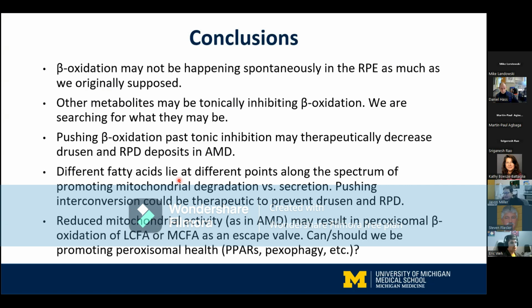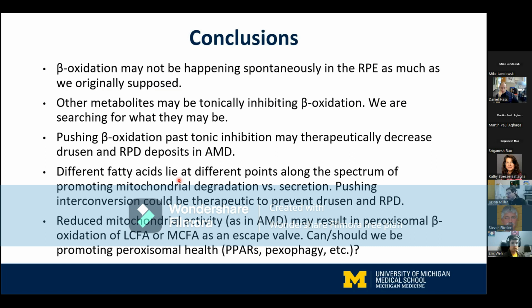And then lastly, reduced mitochondrial activity, as in AMD, may result in a shunting of fatty acids that would have normally gone to the mitochondria into peroxisomal beta oxidation, the long chain and medium chain fatty acids, as an escape valve. And if mitochondria are dysfunctional in the RPE, this is definitely not a revolutionary idea. It's been mentioned many times. Can the peroxisome act as an escape valve, and can we promote its health in AMD?